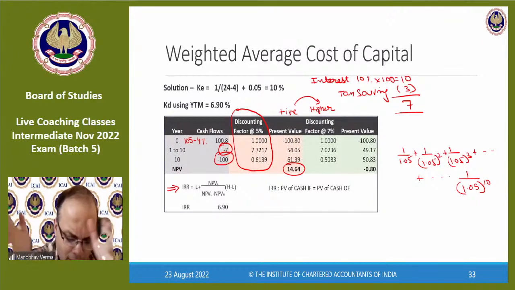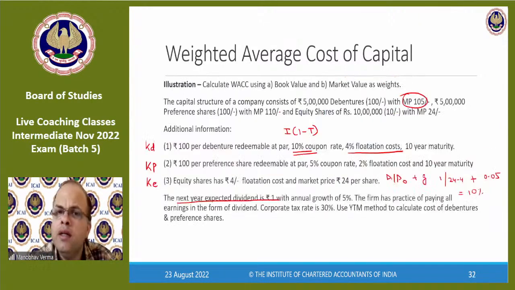Hiral, I am not understanding your query. You are saying why in the KE the growth rate is not added to the dividend in the numerator. Hiral, please appreciate the call of the question. In the question, they have given you D1, the next year expected dividend. Why would I add the growth rate to the dividend then? D1 is given to you.